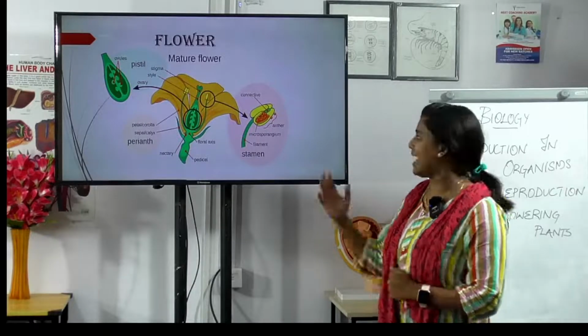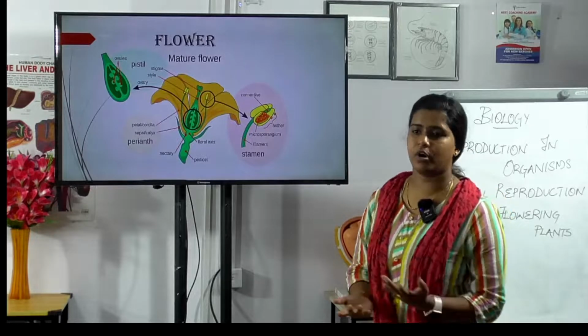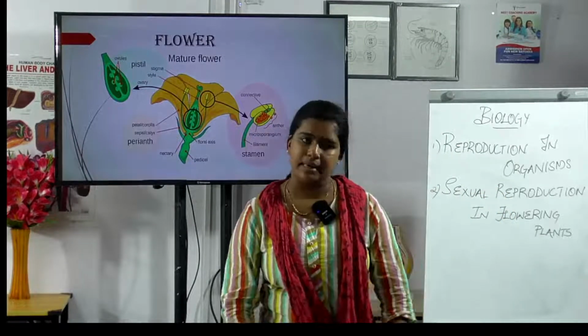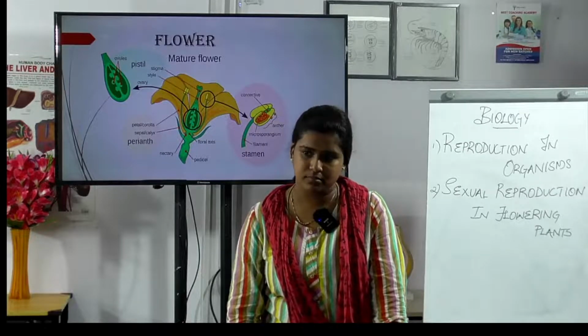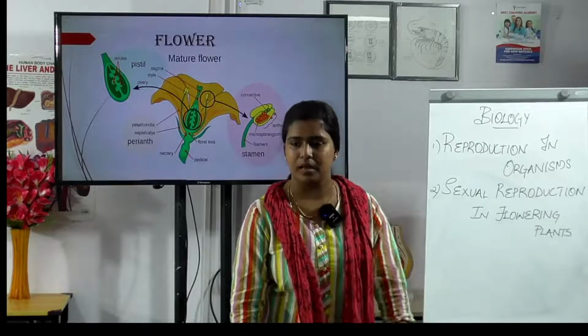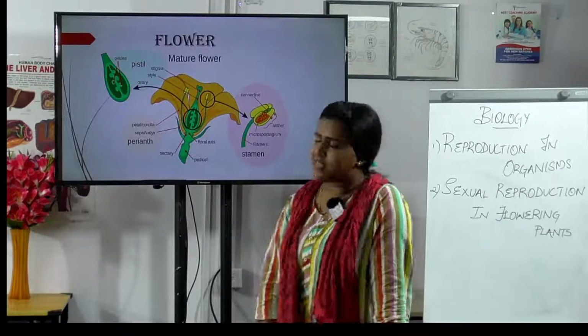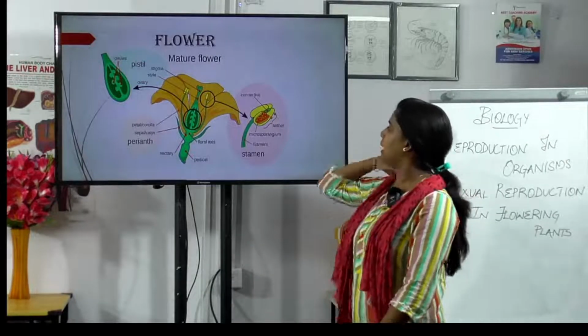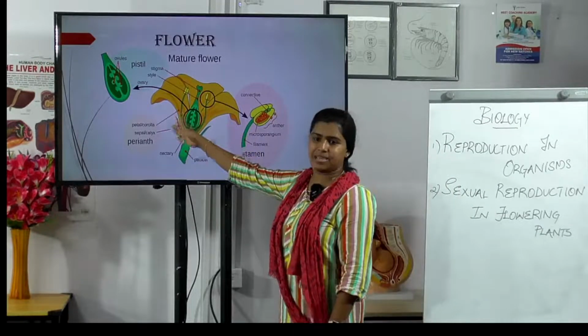Androecium and gynoecium, nothing but the what? Yes, they are the very essential reproductive whorls. Okay, where is calyx located? It is the outermost protective layer, calyx. And whereas corolla, it is the inner layer.